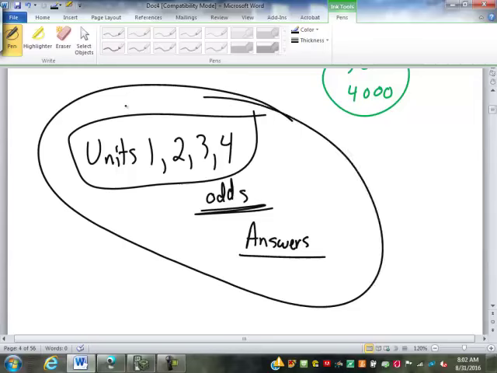So units 1, 2, 3, and 4, the odds. That's a little bit longer than normal. I apologize for that. But at the beginning of the class, we move a little fast here.